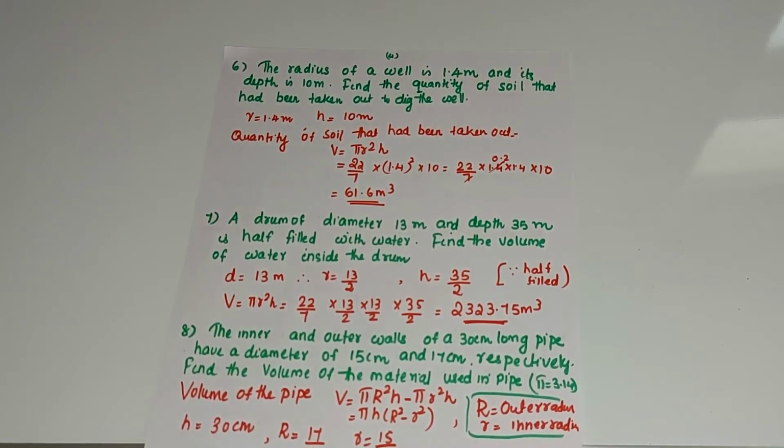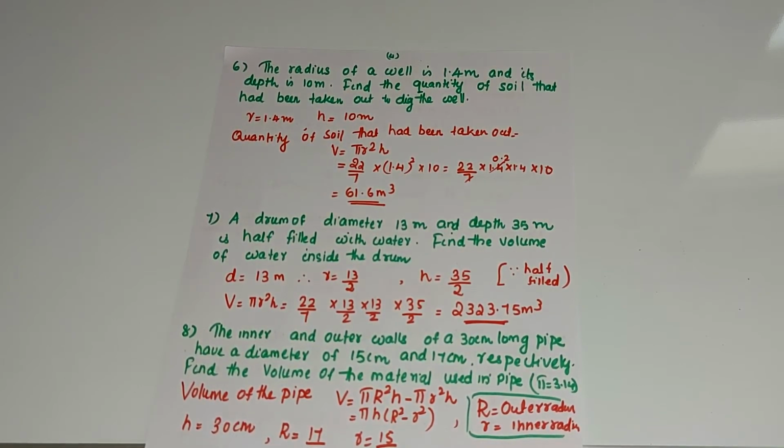Next one, a drum of diameter 13 meter and depth 35 meter is half filled with water. Find the volume of water inside the drum. So the drum is in the shape of a cylinder. So you use the formula volume of cylinder V equal to pi r square h.